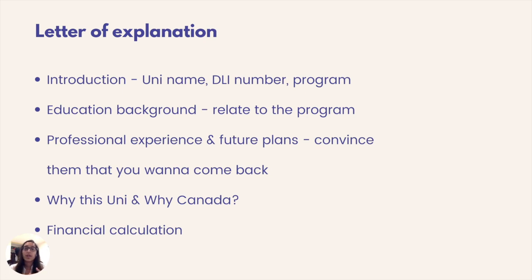Then, about your family or any other dependencies you have that force you to come back to India. So one of the common statements people write is that I'm the eldest member of the family, or I have a family business that I have to come back and support, or I want to support my family, I'm the only earning member. So just make sure that your letter is convincing enough because it is a very important factor of your application. The next section is why this particular university, what did you see in this university, just give a brief about their program, and why the country Canada.